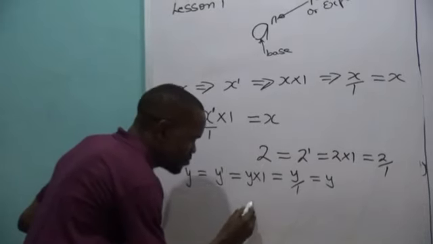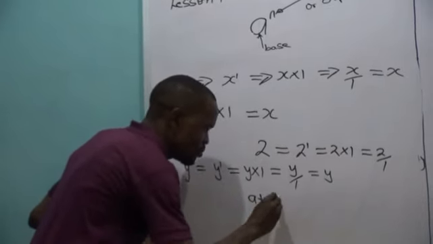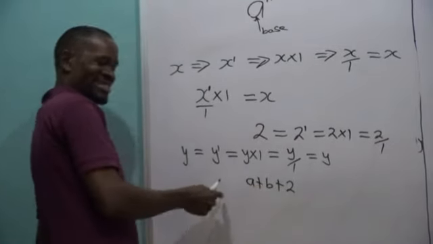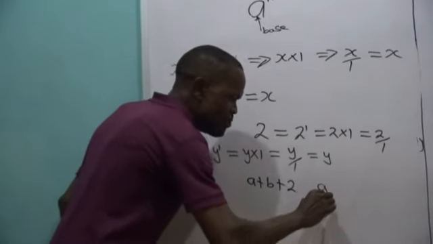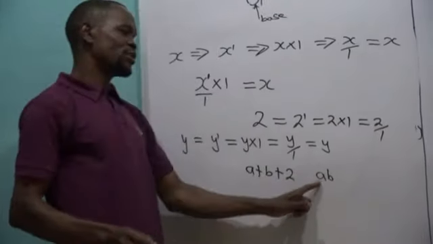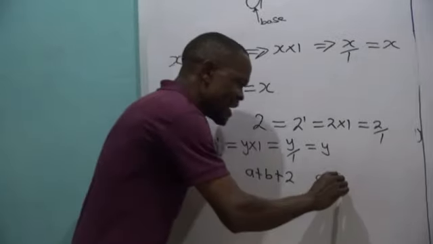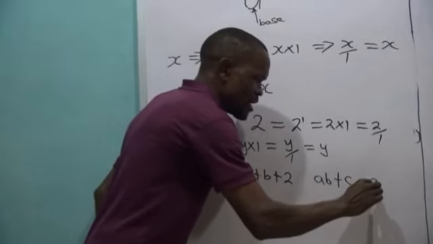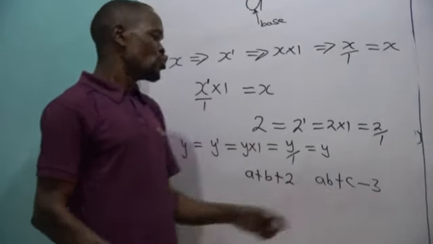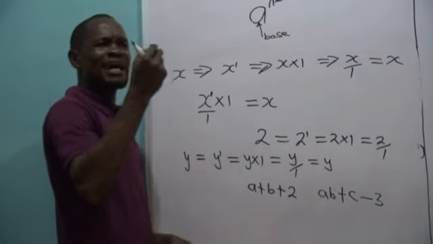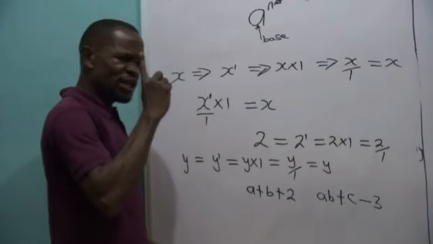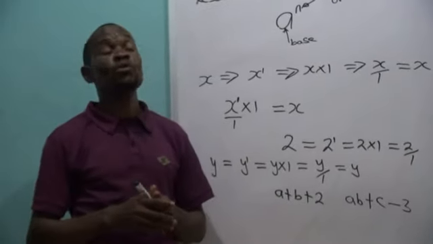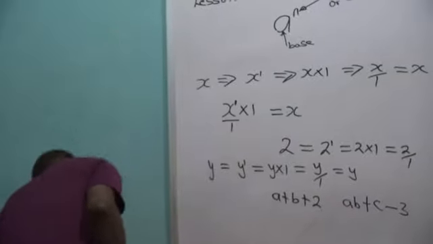If I write this now, A plus B plus 2, how many terms do I have here? A term, and another term. This is 3 terms that I have here. If I have AB, that is 1 term; the multiplication holding them makes it 1 term. But when I have plus C, this is 2 terms. If I have minus 3, this is the 3rd term. So multiplication made terms to be 1. Understood? Multiplication made a term to be what? 1. Then let us proceed.